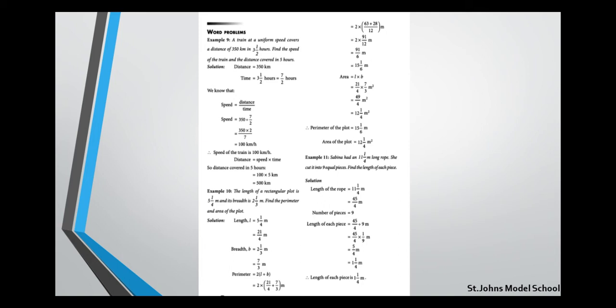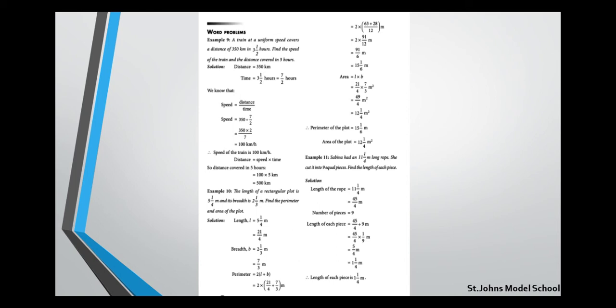Then you have to multiply it with the reciprocal, that is the multiplicative inverse of 7 by 2, that is 2 by 7. So what we got is 100 km per hour. This is the distance covered in 1 hour, 100 km per hour. Now in 5 hours it is 500 km.